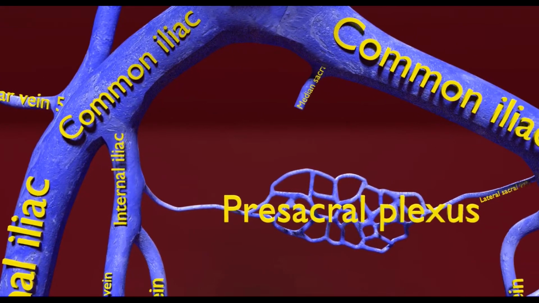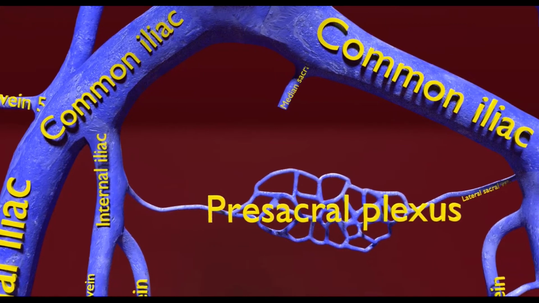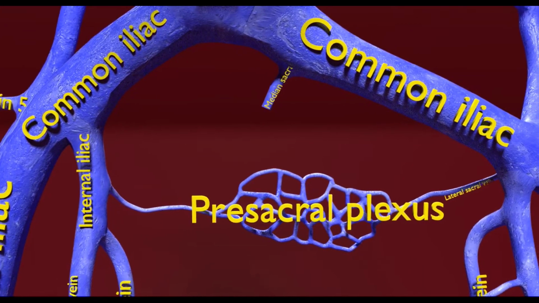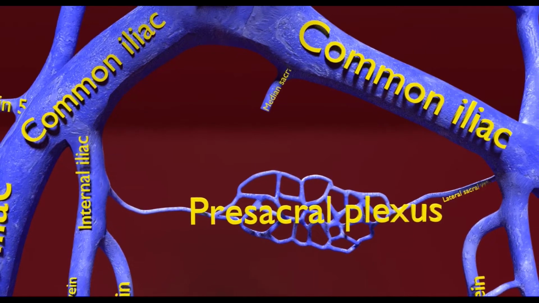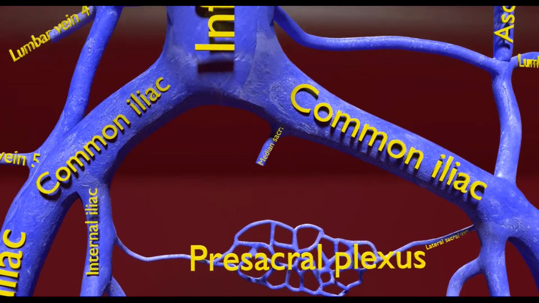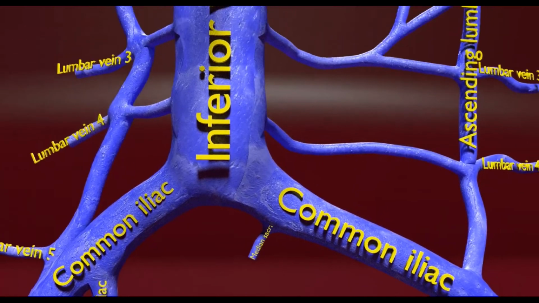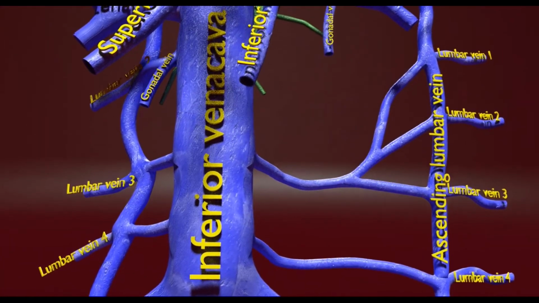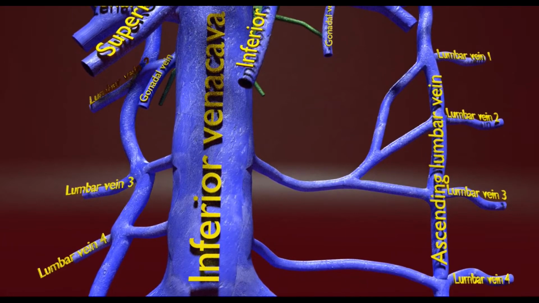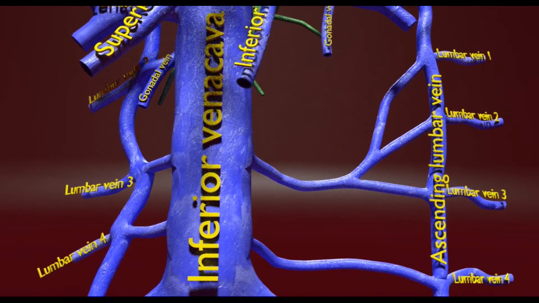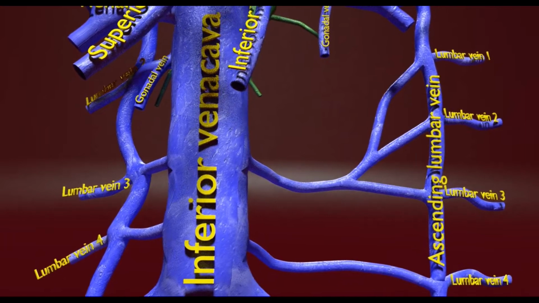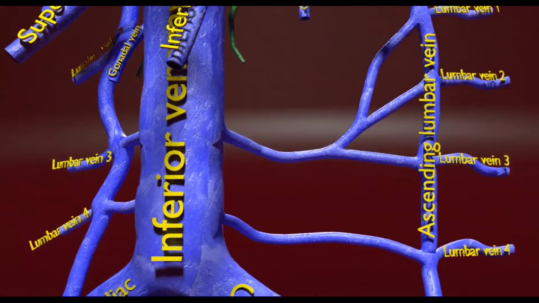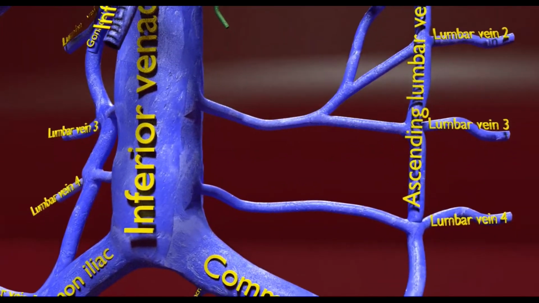The left and right common iliac vein join together in the abdomen at the level of the fifth lumbar vertebrae and form the inferior vena cava. Also you can see the median sacral vein, which is draining directly into the common iliac vein. Now we will see the venous drainage of abdomen. Venous drainage of abdomen is mainly through inferior vena cava.